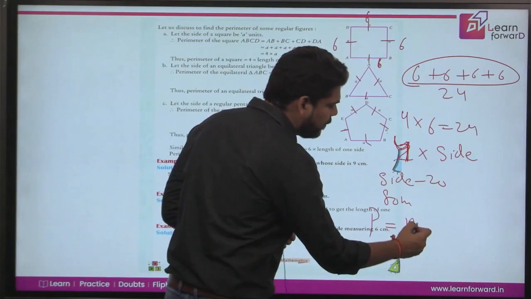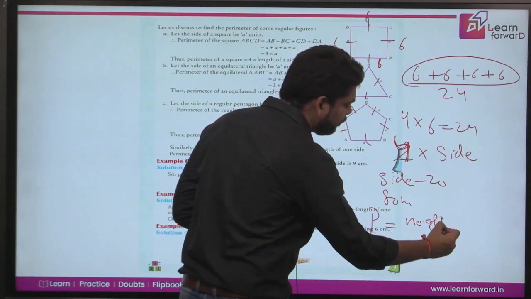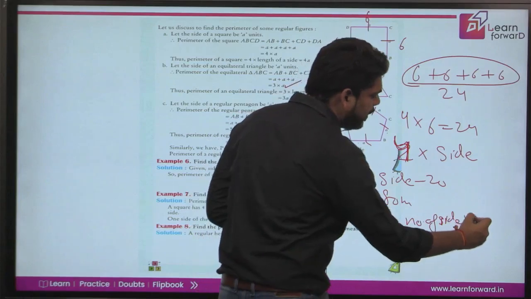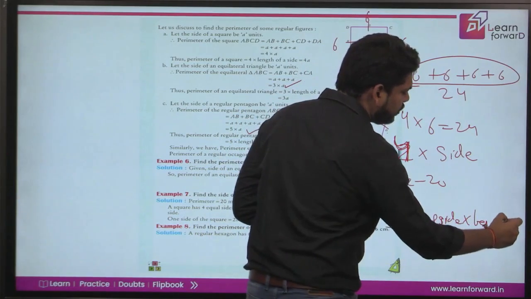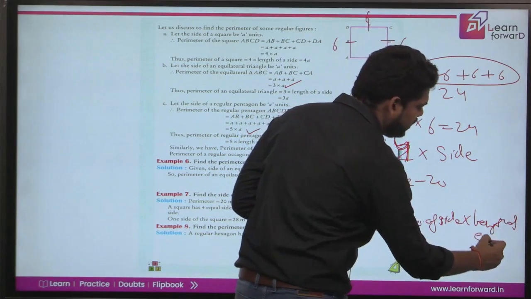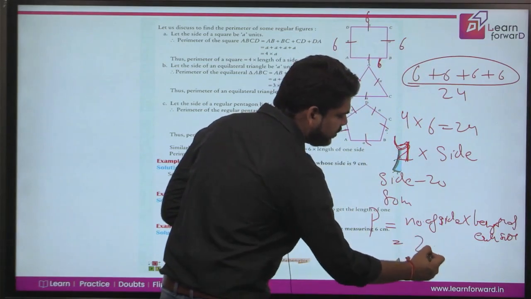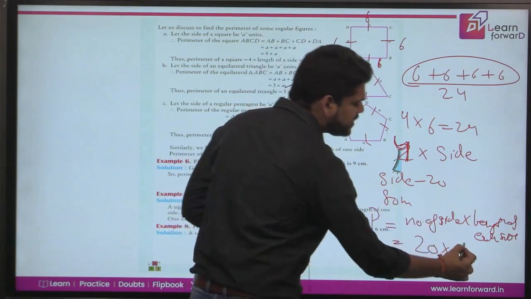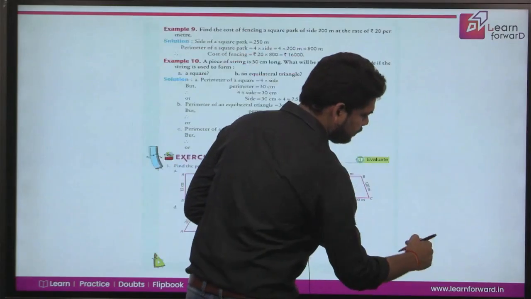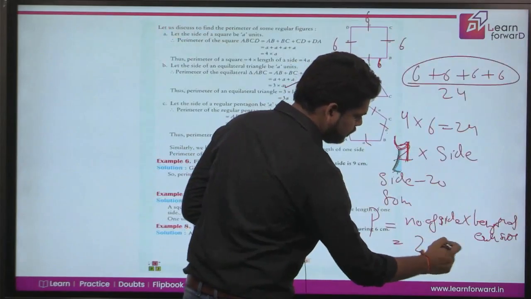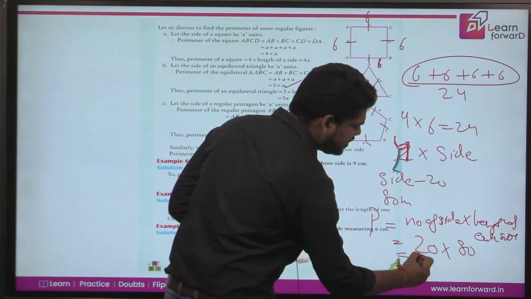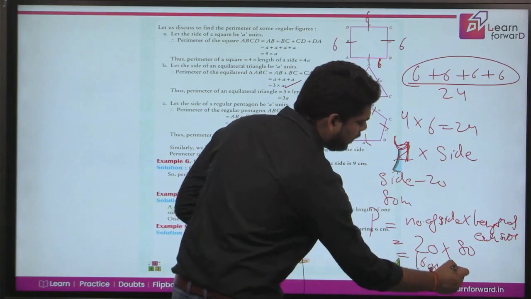Perimeter is number of sides multiply length of each side. So how many sides are there? 20, and the length of each side is 80. So the answer is 1600 meter.